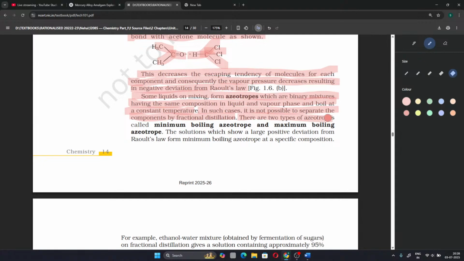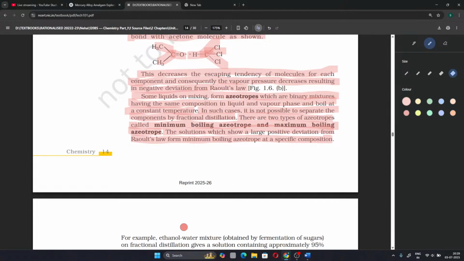There are two types of azeotropes called minimum boiling azeotrope and maximum boiling azeotrope. The solutions which show a large positive deviation from Raoult's law form minimum boiling azeotrope at a specific composition. Large positive deviation means their vapor pressure is very high compared to expected, meaning their A-B interactions are much weaker than A-A and B-B interactions. In such a case, they show large positive deviation and form a minimum boiling azeotrope. Because their vapor pressure is very high, they have a minimum boiling point.